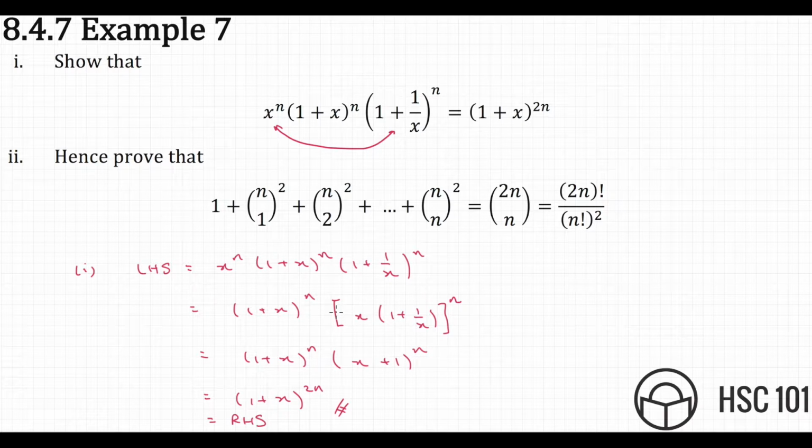Now, that being said, part 2 then wants us to hence prove that 1 plus nC1 squared plus nC2 squared plus ... plus nCn squared is equal to 2nCn, which is equal to 2n factorial over n factorial squared. So when we look at this, if I look at the expression 1 plus x to the power of 2n, I need to look at this because I've got this binomial coefficient for 2nCn. And it should be quite obvious that 2nCn is related to 1 plus x to the power of 2n.